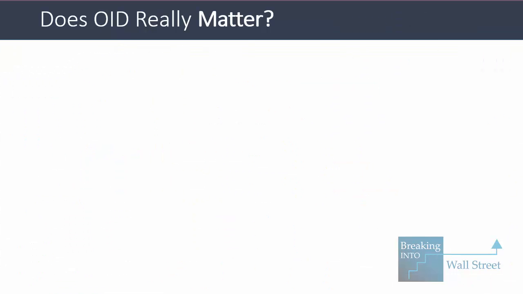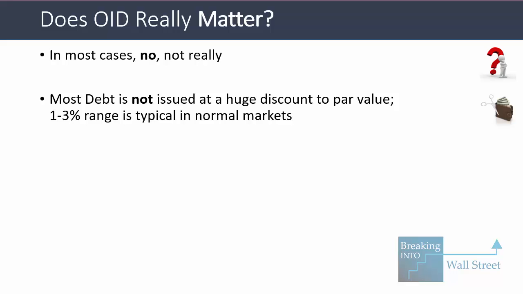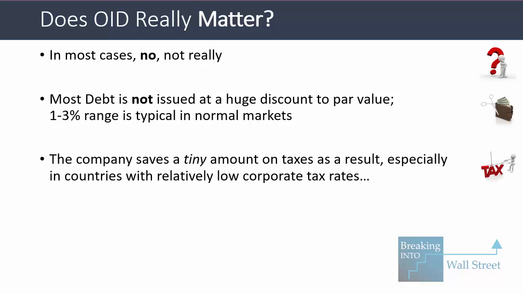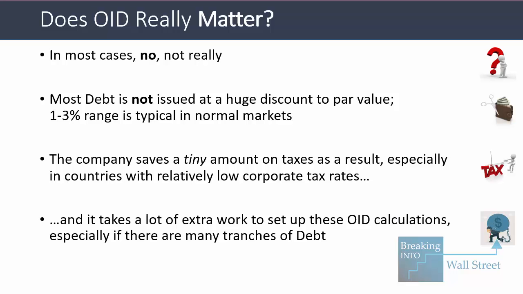This brings up the question of whether or not OID really matters. And the short answer is, in most cases, no, not really. Most debt is not issued at anywhere close to a 50% discount, let alone a 10% discount. Normally, you see discounts in a 1 to 3% range in normal market environments. So the company does save a tiny amount on taxes as a result of all this, but especially if you're in a country with a relatively low corporate tax rate, 15%, 20%, 25%, something like that, there's not going to be a massive difference here.